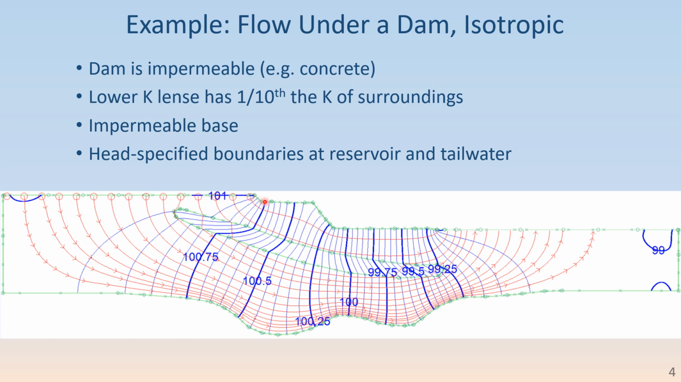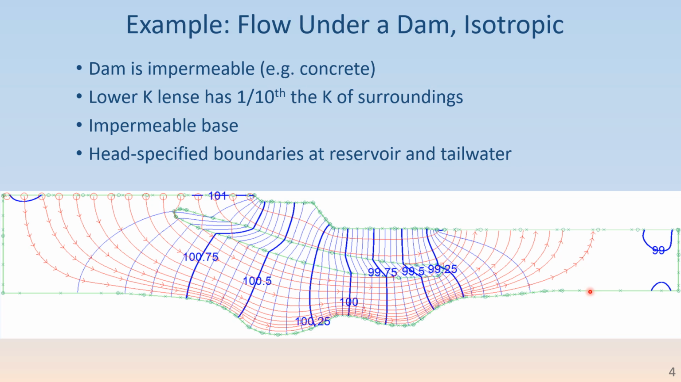This boundary is the bottom of the impermeable, say, concrete dam. So that's a normal flux specified boundary with a specified normal flux of 0. This boundary here is a head specified boundary at the elevation of the tailwater, which is lower than the reservoir. So it drives flow under this dam. This boundary here is set far off to the right and impermeable, because it really doesn't matter much. There isn't much flow going on that far out.